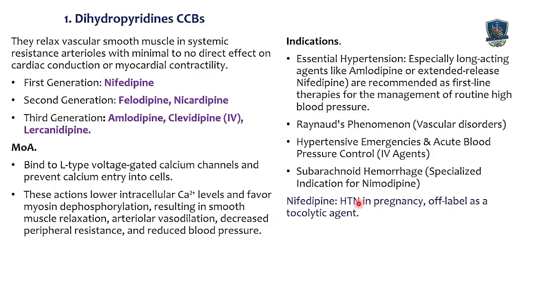So far, we've looked at some of the drugs that are very good for hypertension in pregnancy. Apart from that, one thing you have to know is that nifedipine has also been used off label as a tocolytic agent. It reduces uterine contractions, so that's something you have to know. That being said, it has some obstetric use. I'm very sure you have come across nifedipine being used in the labor wards. It's a very good drug there. So these are some of the indications for using the dihydropyridine calcium channel blockers.